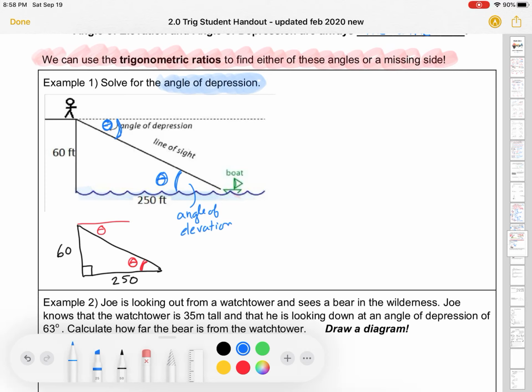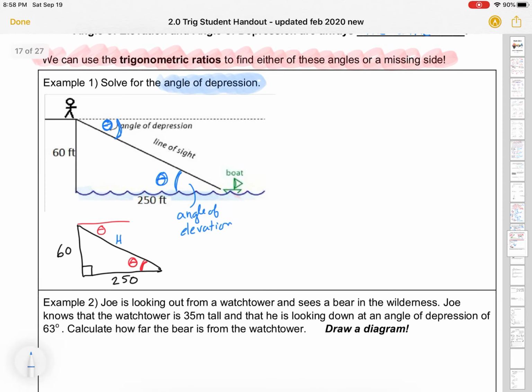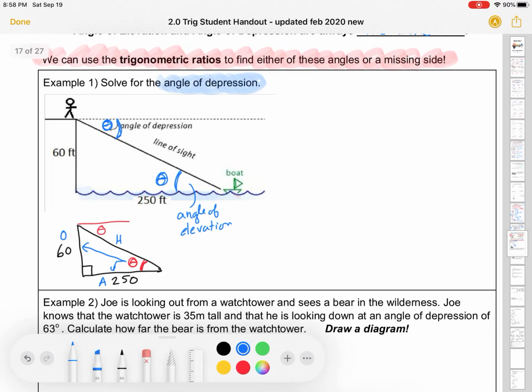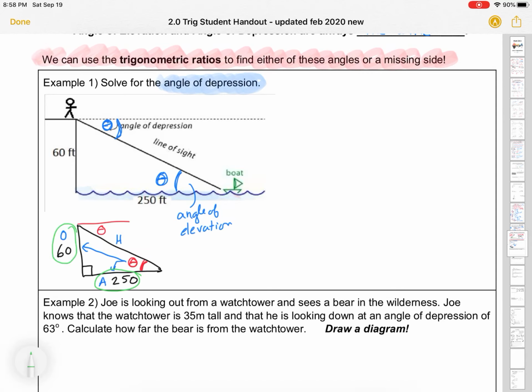Now we're going to follow our procedure. We're going to start by labeling our triangle. Looking from that angle of interest, this is the hypotenuse, this is the opposite, and this is the adjacent. Now, we're going to circle what we know. We know the adjacent, and we know the opposite.